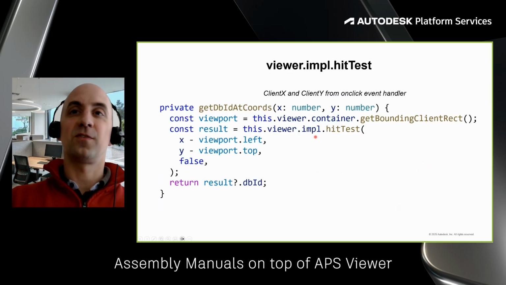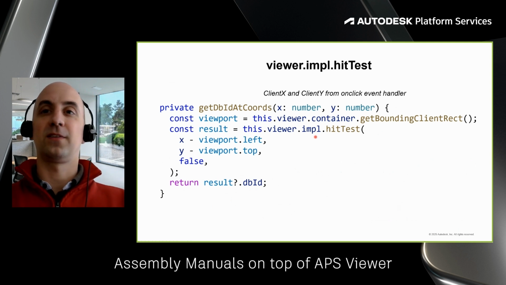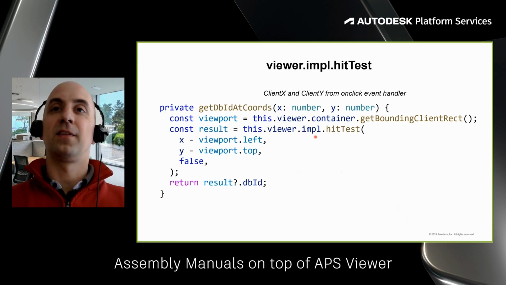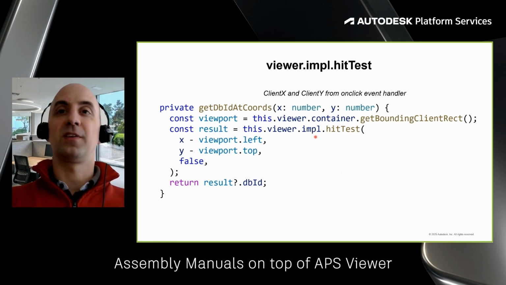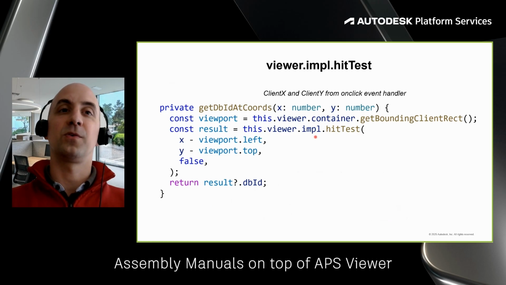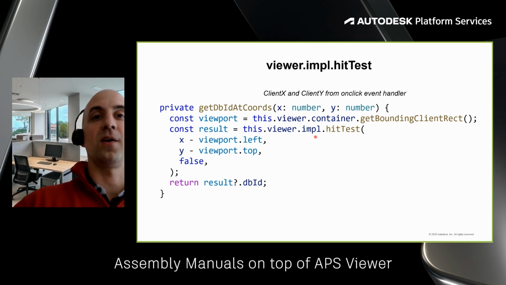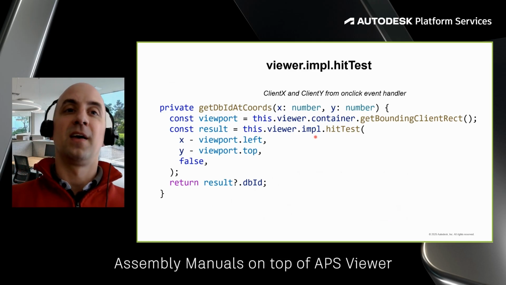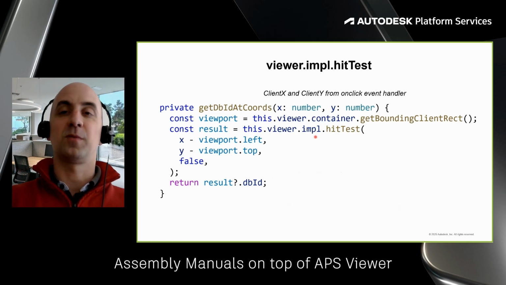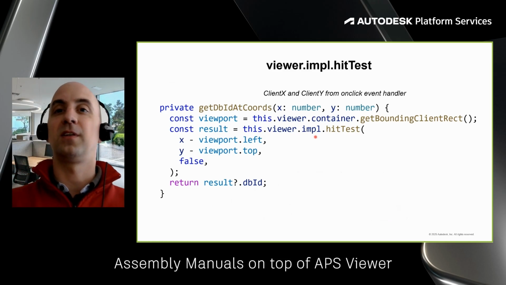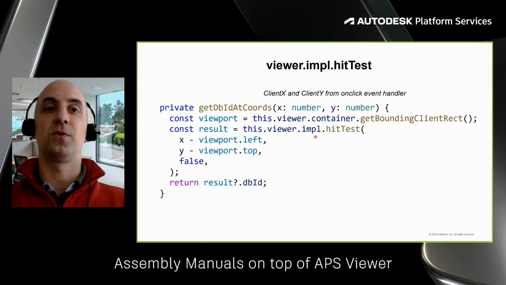Here on this slide is something called hit test. It's from the APS Viewer API, and I've been told about this by Varun Patil from Autodesk. I couldn't really figure out for a while how and why it's useful, but in the end I did. Essentially, for the project of assembly manuals, it's a game changer, and I think I'll be using it in other projects, which I'm already doing.